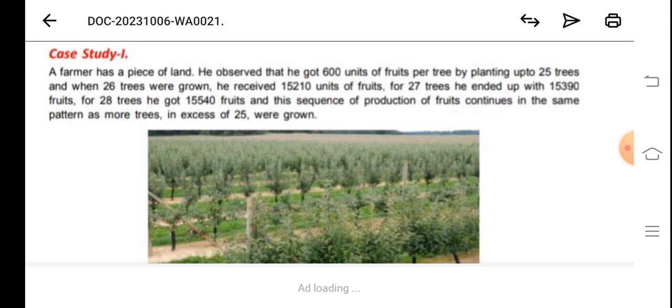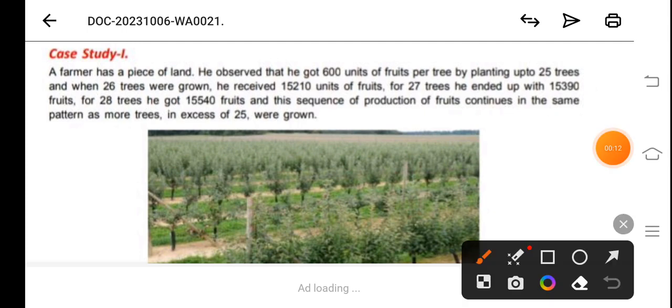Now we are doing Unit 3A, Differentiation and its Application, Case-Based Questions. Actually this is the last concept in our Unit 3A. Okay, and now see my case study 1.